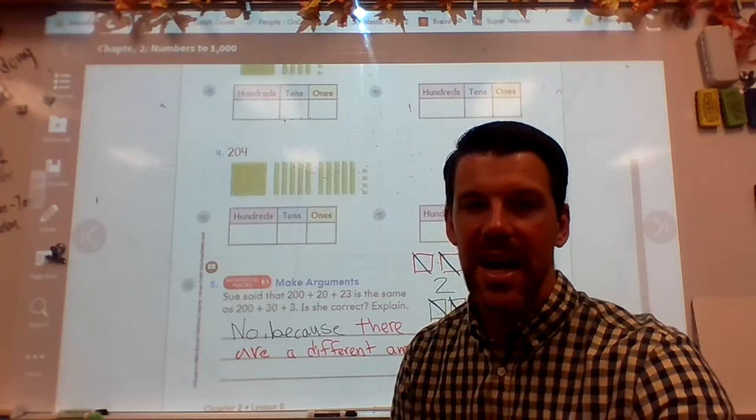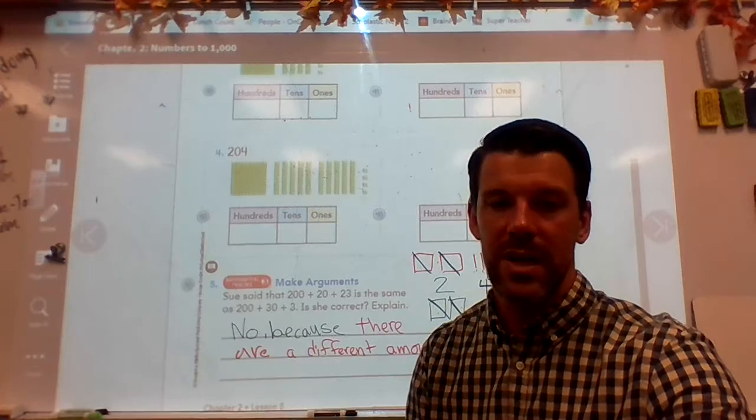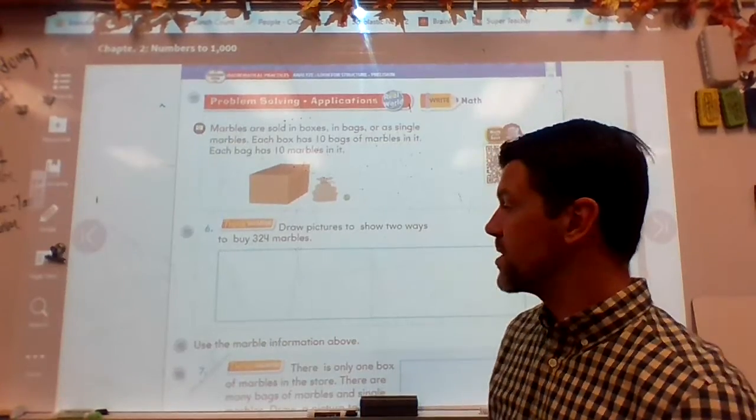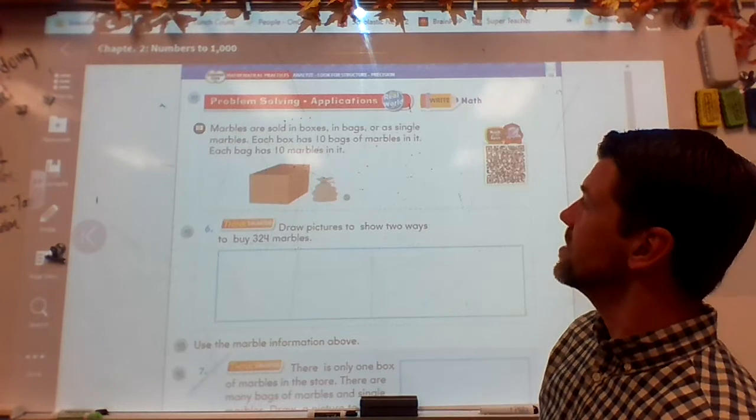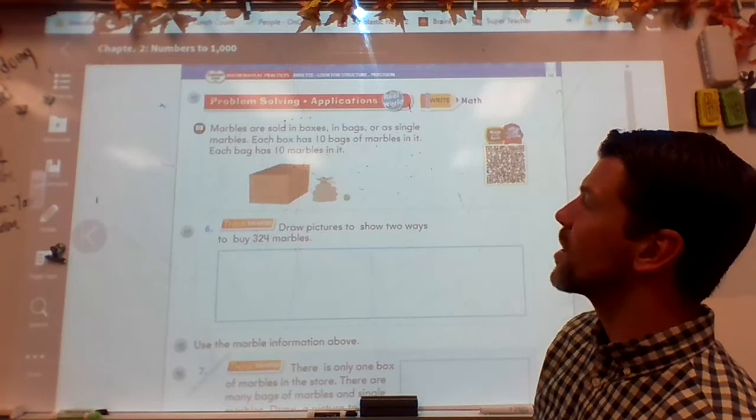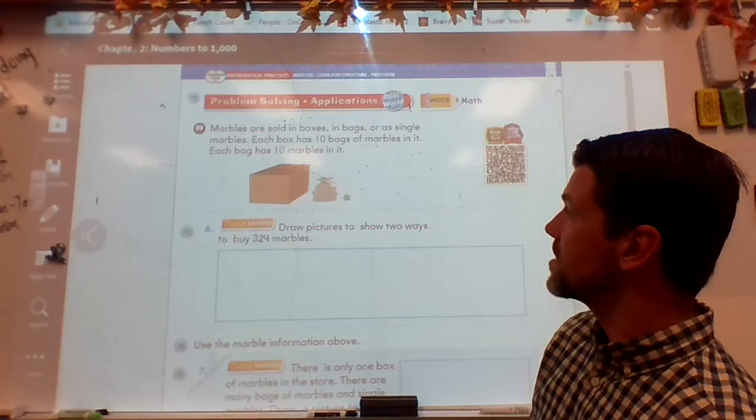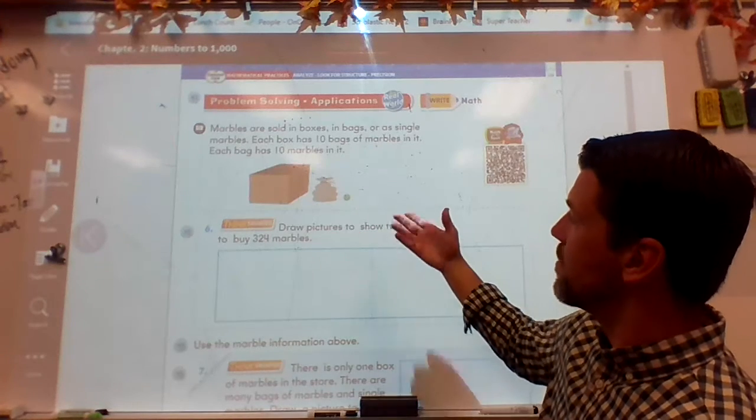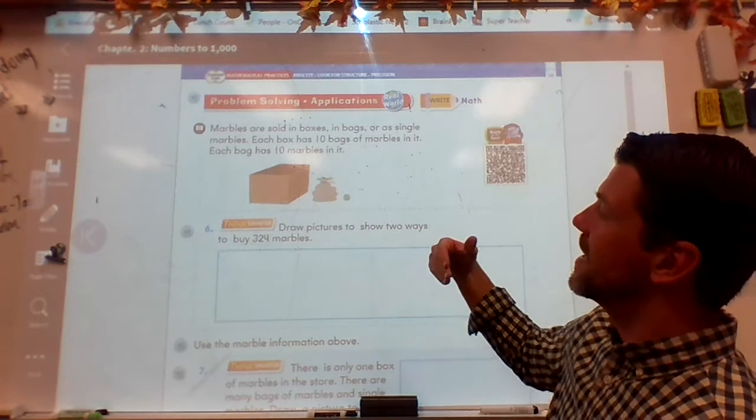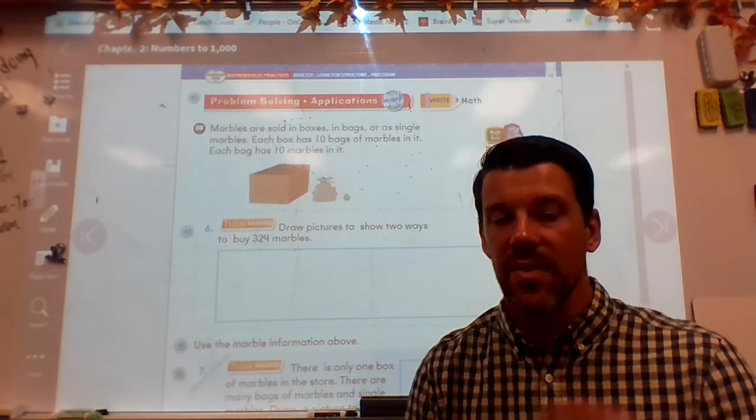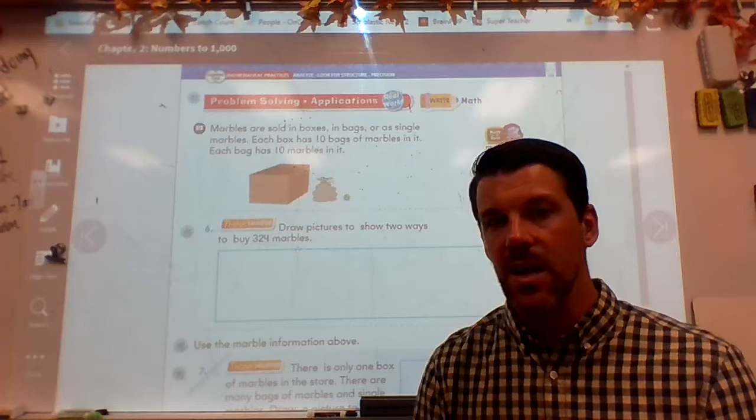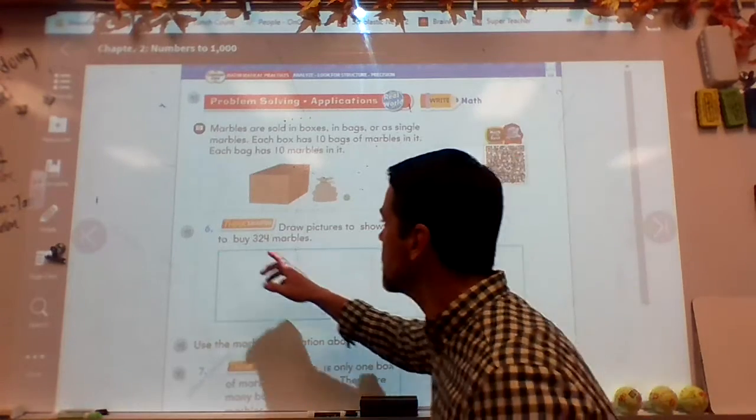Let's all flip the page and look at what we're going to be doing next. All right, so on this page, we're going to be looking at marbles are sold in boxes, in bags, or in single marbles. Each box has 10 bags of marbles in it. Each bag has 10 marbles in it. Now, that might be tough to understand. So what I want to do is look at this.